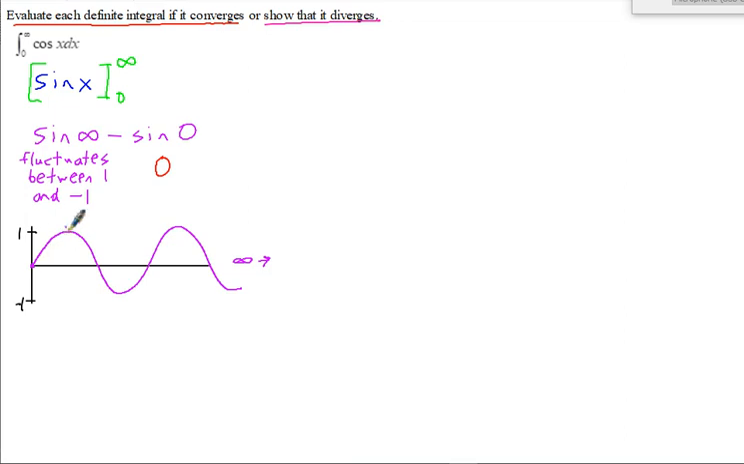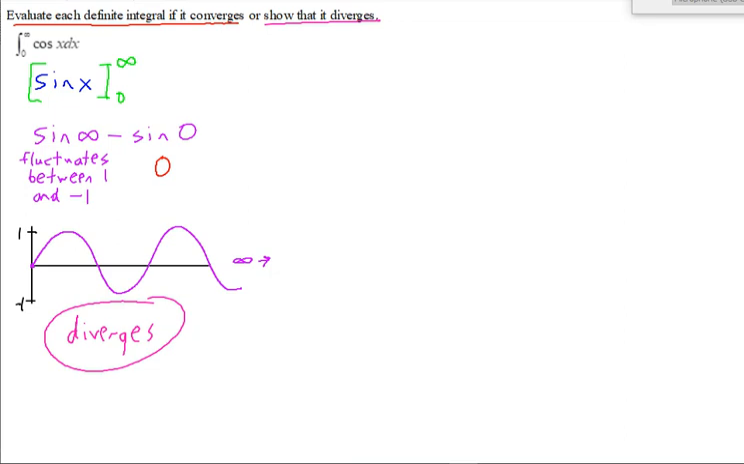It goes up to 1, then to 0, then to negative 1, then to 0, then to 1, and keeps going back and forth like that. Meanwhile, this part's just 0. So this one actually diverges, but for a different reason than when we normally think of diverging as being infinite. This one is not infinite. It doesn't go to infinity, but it also doesn't settle on a specific value. It just keeps going back and forth between 1 and negative 1, so it's considered divergent for a different reason.